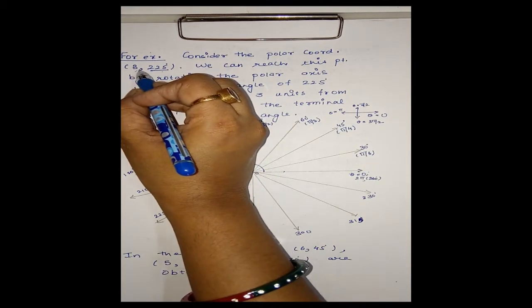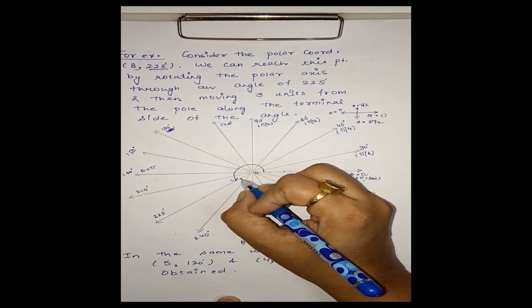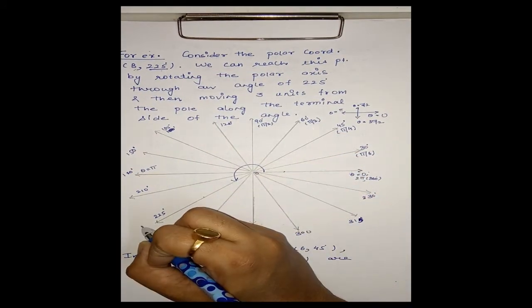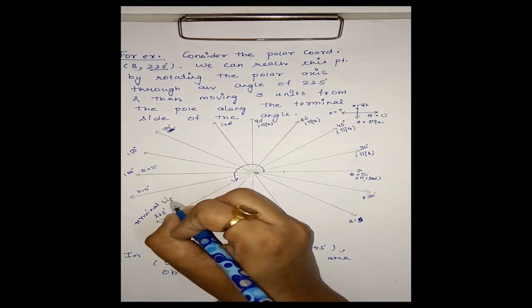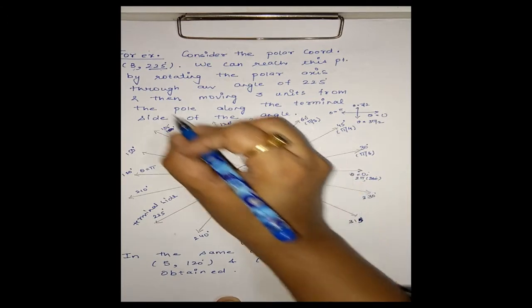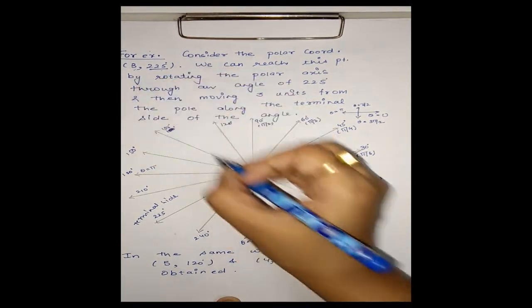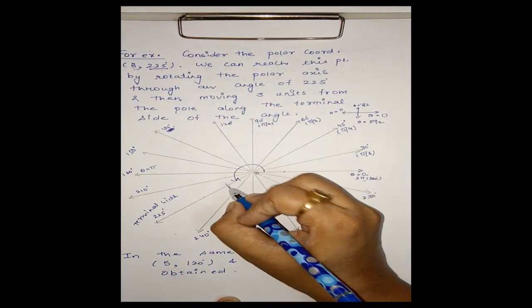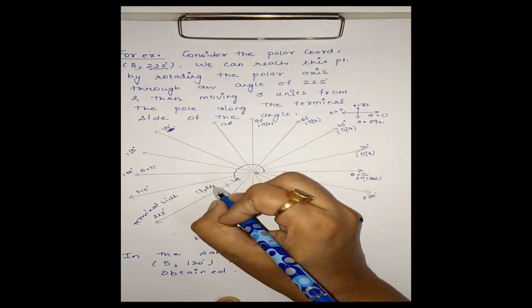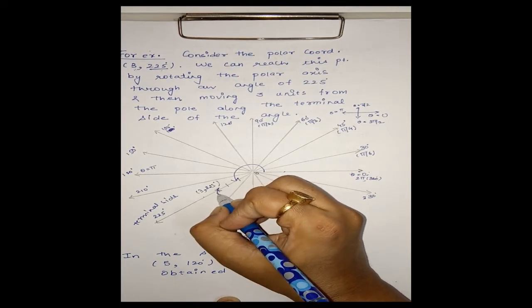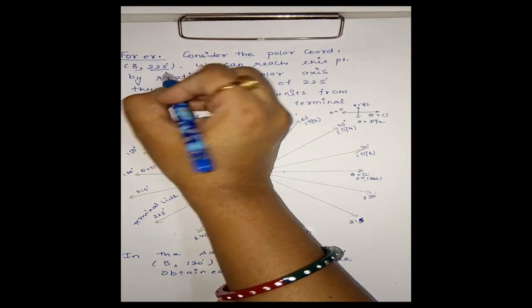Then r is 3 here, so taking 3 units along the terminal side of the angle. This is the terminal side. R is 3: 1, 2, 3. This is the point (3, 225 degrees).